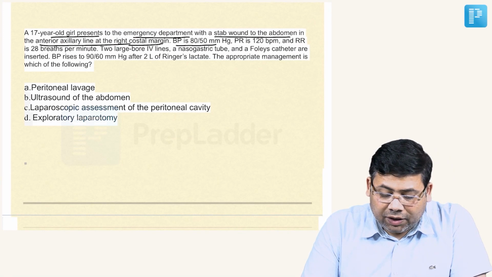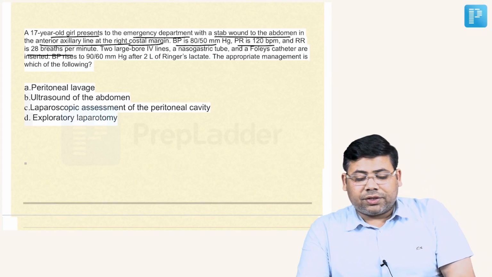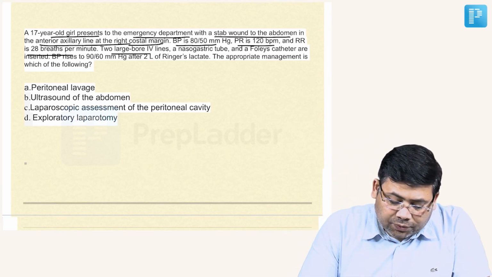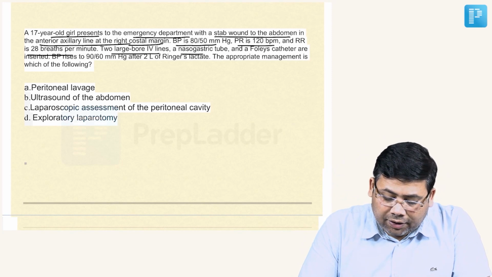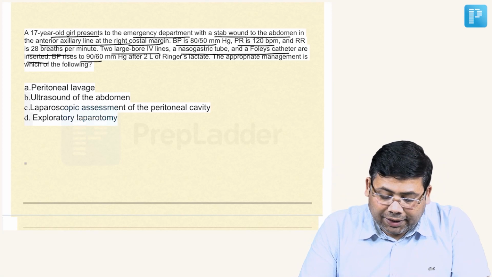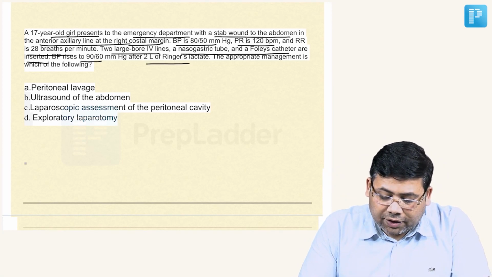BP is 80/50, pulse is 120, respiratory rate is 28. That means the patient is again going into a state of hypovolemic shock. Two large bore IV lines are placed. A nasogastric tube and a Foley's catheter are inserted. BP rises to 90/60. That means the patient is responding after 2 liters of Ringer lactate.